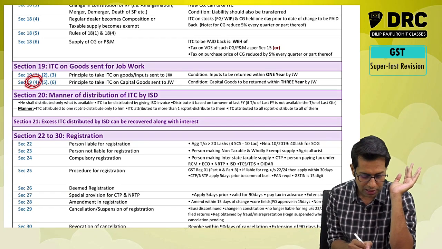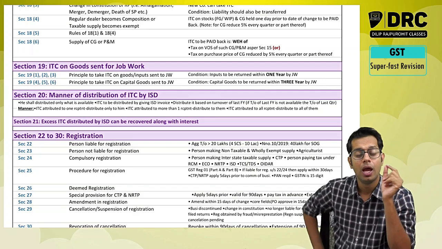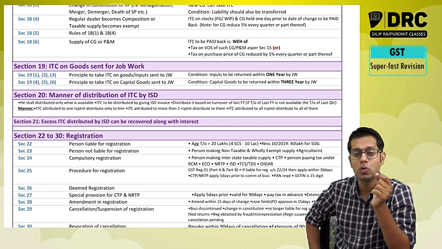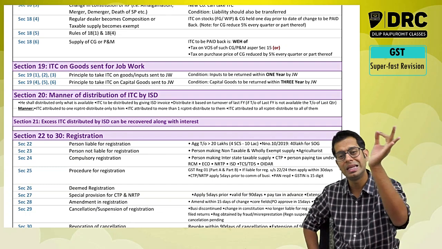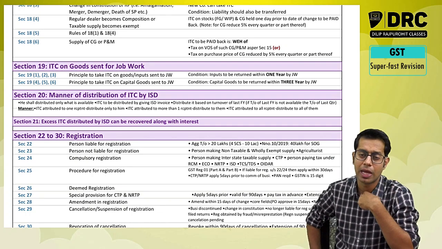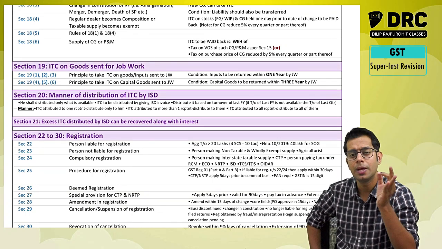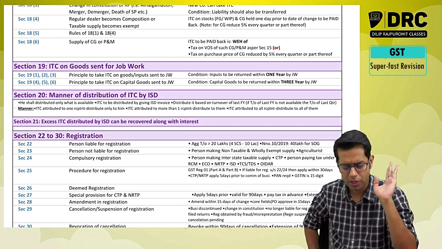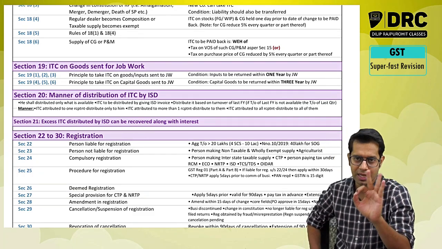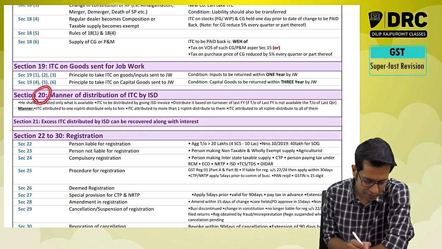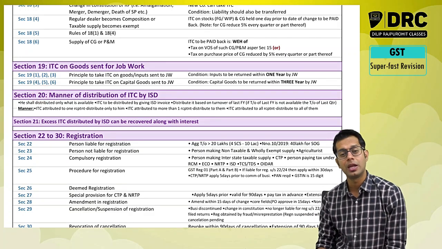Now similarly, 19(4), 19(5), 19(6) say, where the principal sends any capital goods to the job worker, the input tax credit can be taken by the principal. If the capital goods are directly delivered to the job worker on the direction of the principal, then also the principal will be eligible to take input tax credit. However, these capital goods should come back to the principal within a period of 3 years from the date of sending. Now section 20 talks about the manner of distribution of credit by the input service distributor.